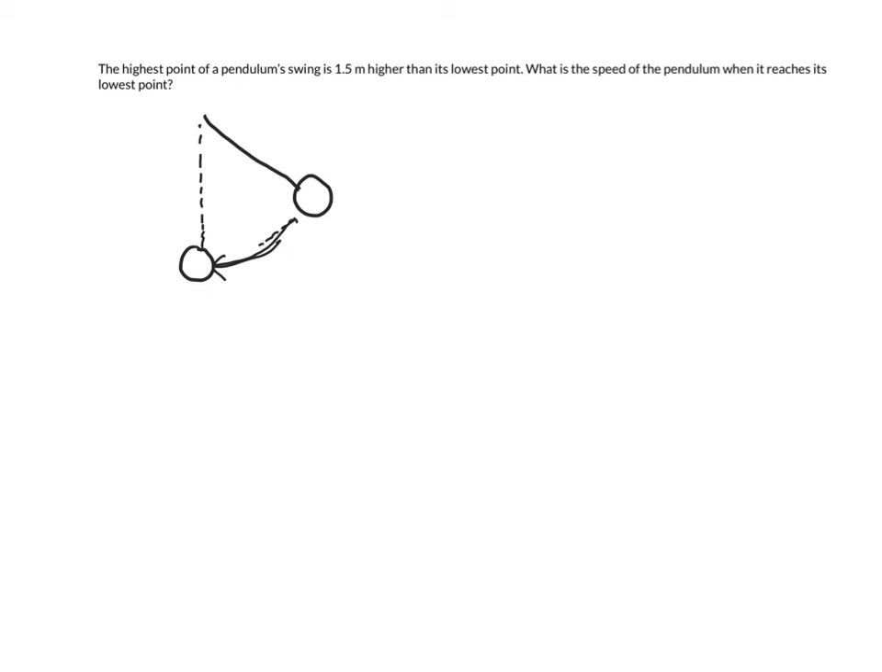So what I'm going to do is, again, set the reference height at the lowest point. I think that's the easiest. So if I set that to be the reference height, then the height at the starting point, h1, is 1.5 meters. And the speed at the starting point is 0 meters per second. Remember, at the highest point of a pendulum swing, it is at rest momentarily.